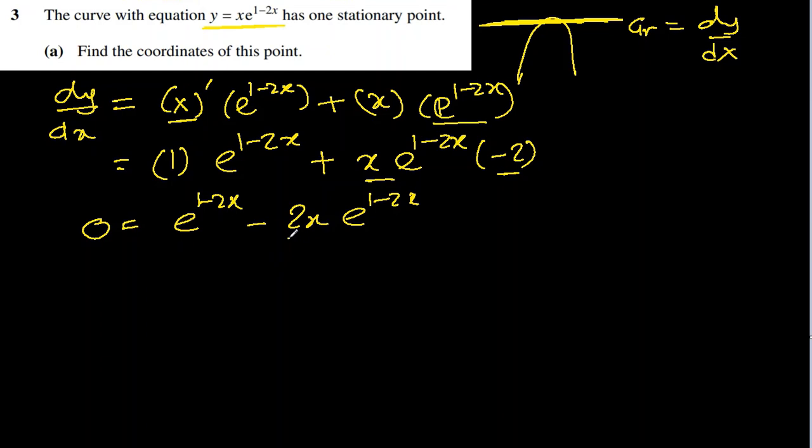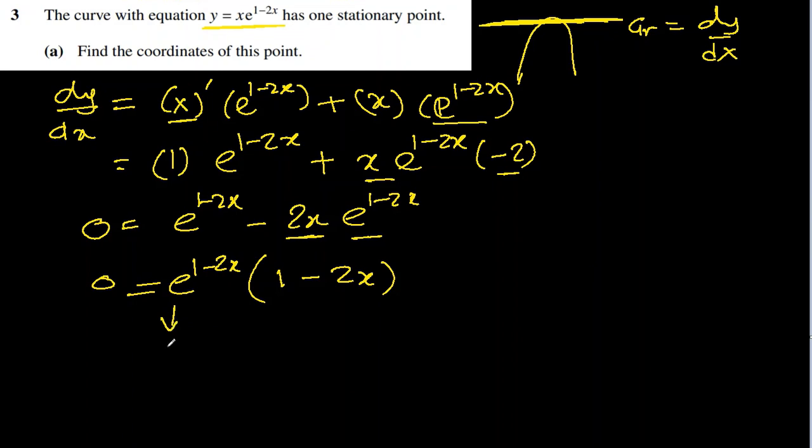Now, when there is a combination of algebraic and exponential parts, we cannot easily find the 0. So for that, we have to factor out the one which is not 0, that means the right hand side part here. So e to the power 1 minus 2x is the GCF. We can take it common. We are left with 1 minus 2x, which is equal to 0.